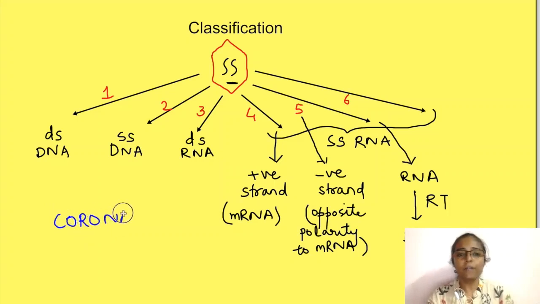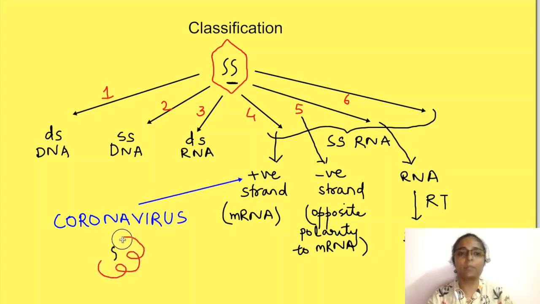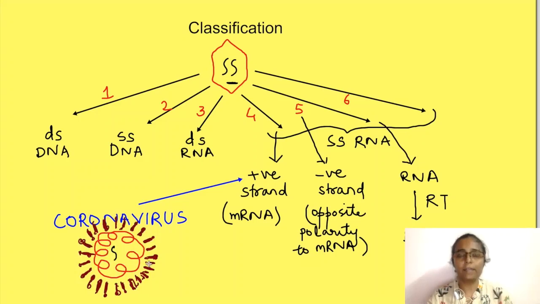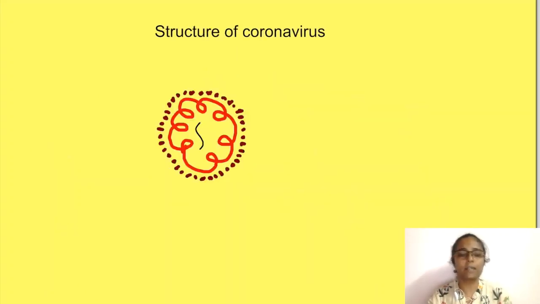Okay, coronaviruses belong to this group. That is, they have single-stranded positive sense RNA with a protein coat. Also, they have a lipoprotein envelope. So, these are enveloped single-stranded positive sense RNA viruses. So, what are the features of each of the components of this coronavirus structure?